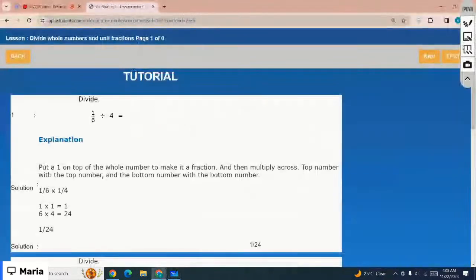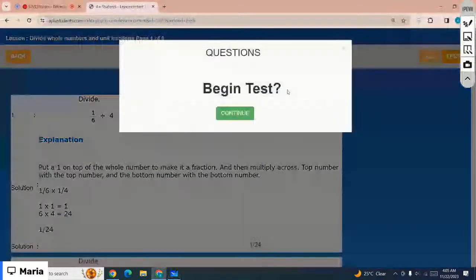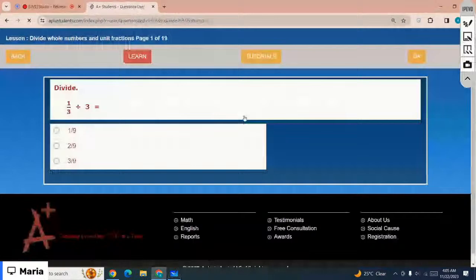Let's start with the test questions. The important thing here is you simply have to change to multiplication. You have to take the reciprocal of the term after the division sign, and then you multiply numerator times numerator and denominator times denominator, right? 1 by 3 divided by 3.